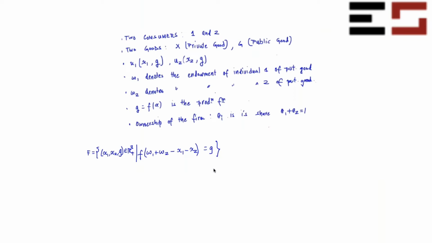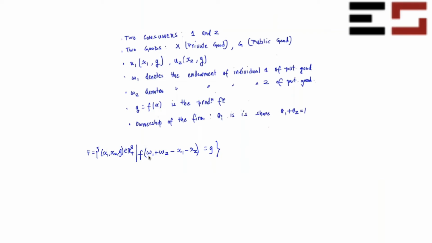Now, how to actually draw a picture of this? Again, you can see that this feasible set is sitting somewhere in R3 plus. It's a subset of R3 plus. Now I don't want to draw a three-dimensional plot. But we have seen something that we have already used in the past, where we have actually plotted something that was there in R4 plus in two dimensions.